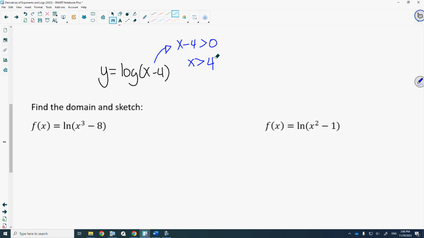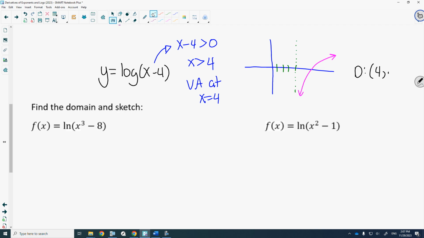And that gave us a vertical asymptote. Logs have VAs. There's a vertical asymptote at x is equal to 4. So this graph at 4, there's a VA, and it's a log graph. So you have to remember what a log graph is. But this will always give us the domain of our log graph. So the domain of this graph is 4 to infinity. And x can't be 4, so round bracket. Okay.